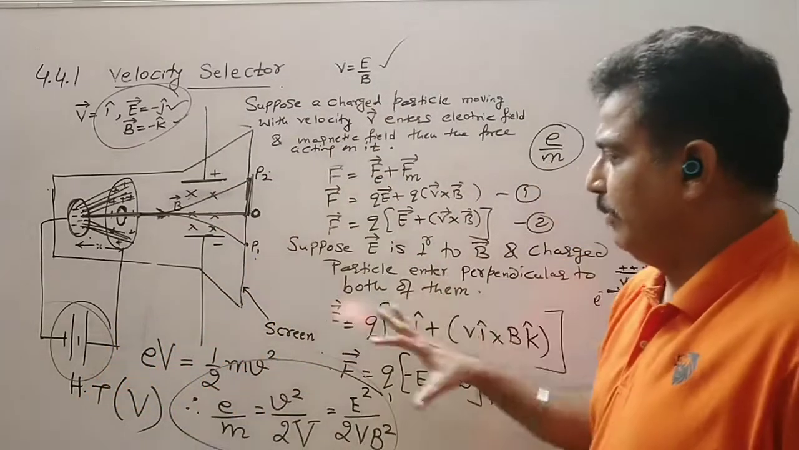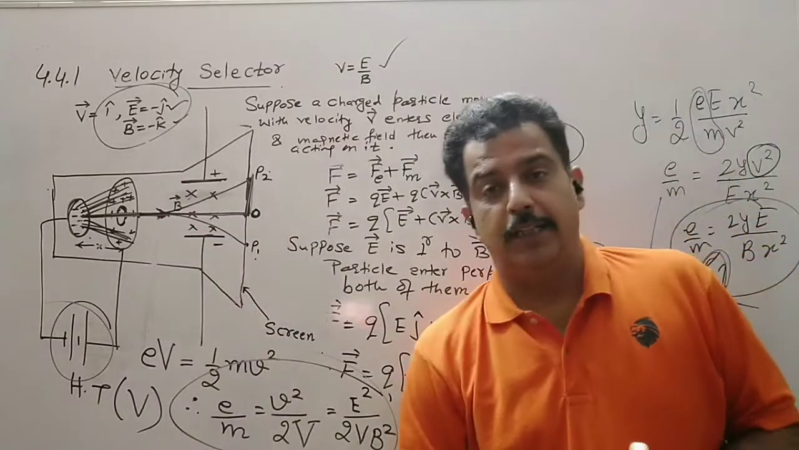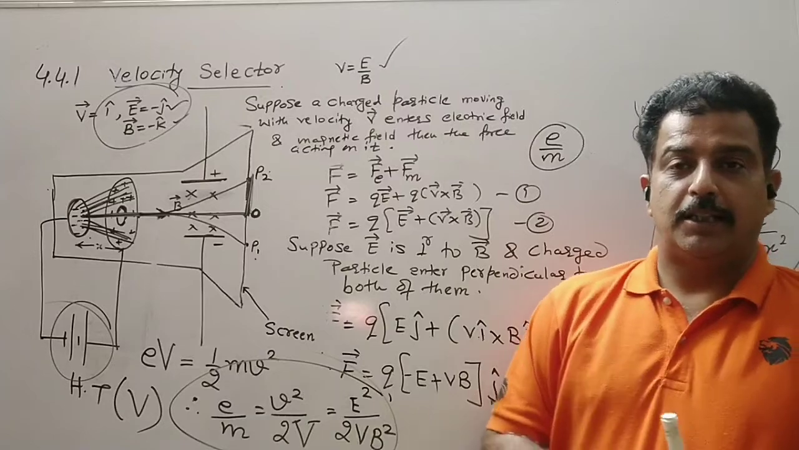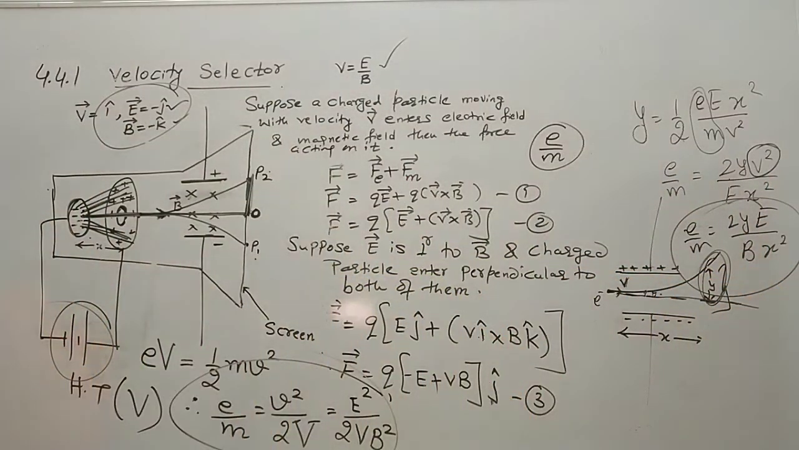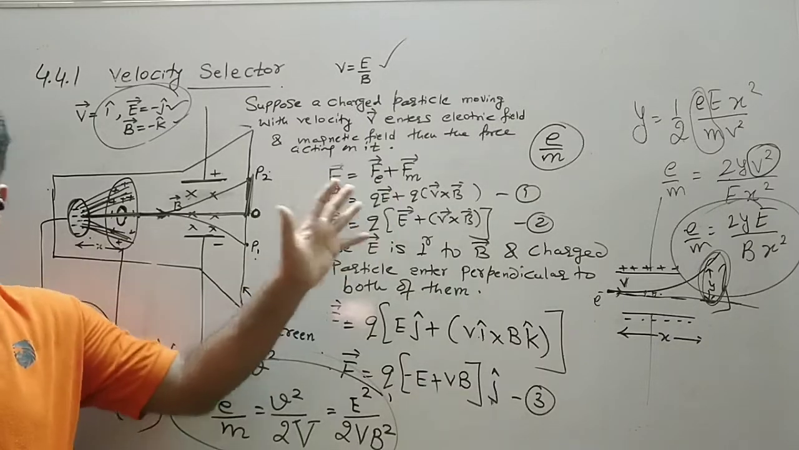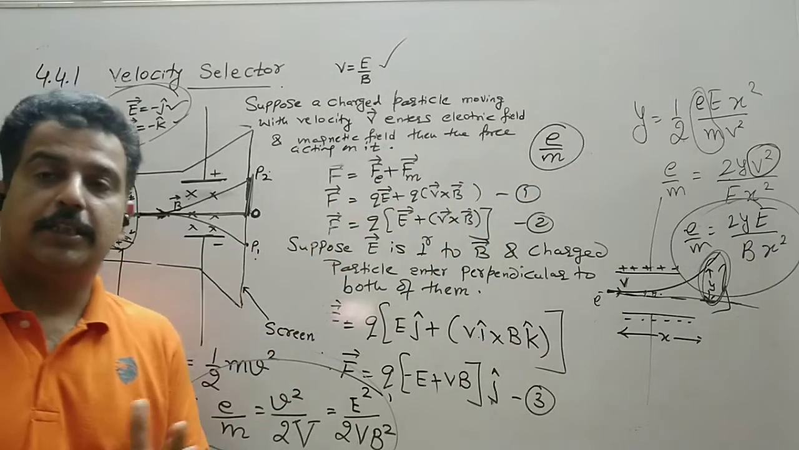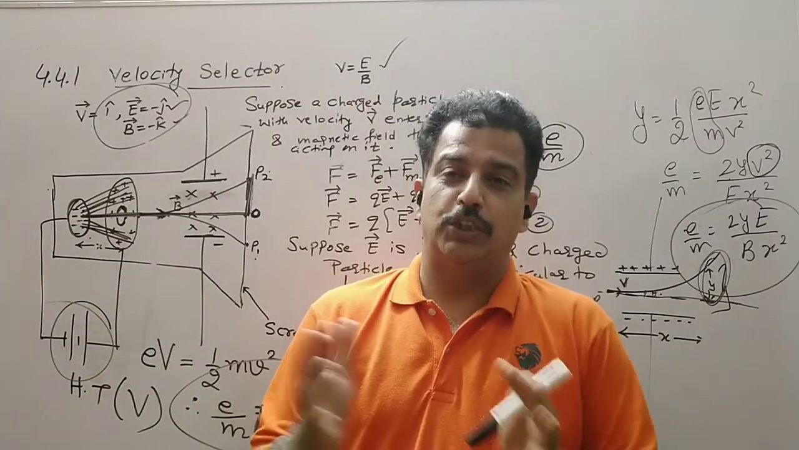Though we have to remember this theory only, we don't have this theory in our syllabus, but this is how J.J. Thomson determined e by m with the help of this crossed electric and magnetic field. So there are two different methods to determine this. The velocity selector concept is used in the mass spectrometer. It was used by J.J.